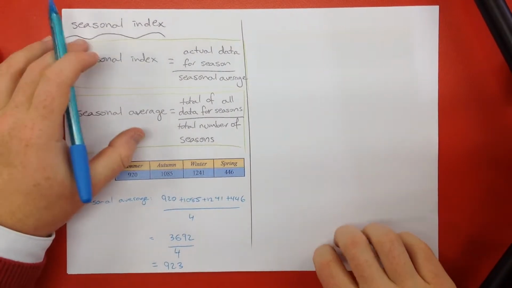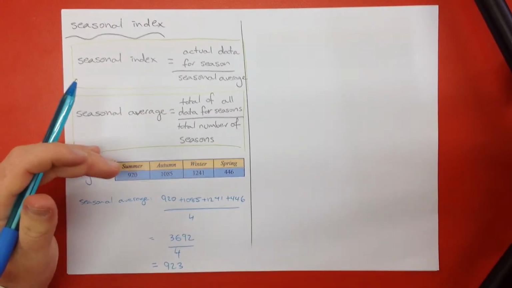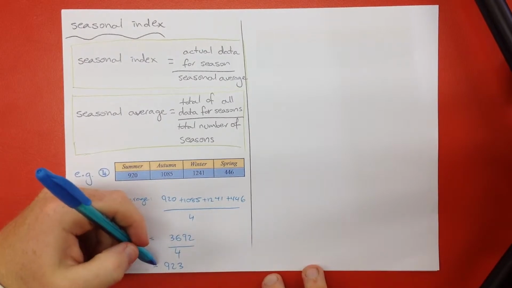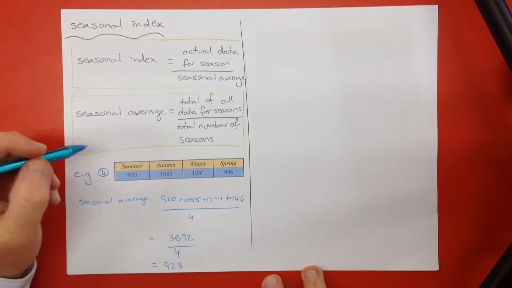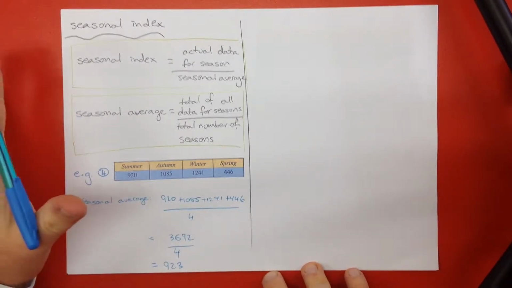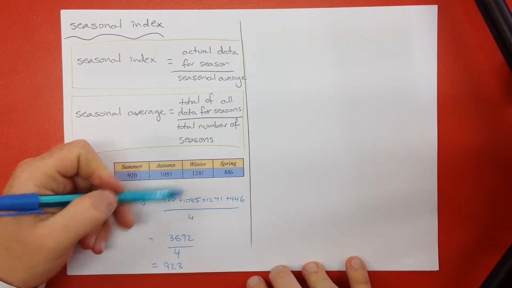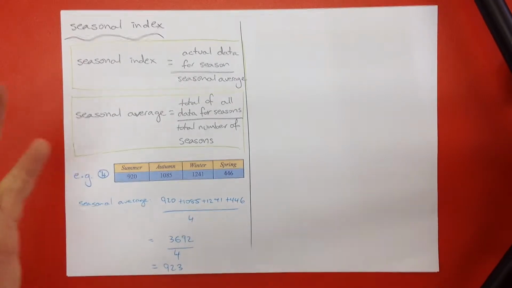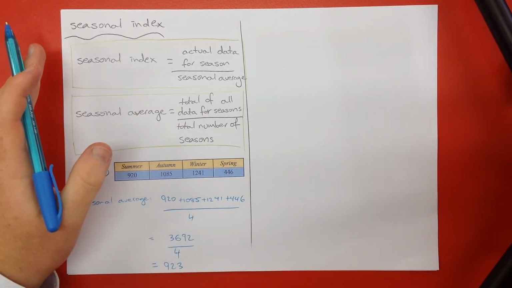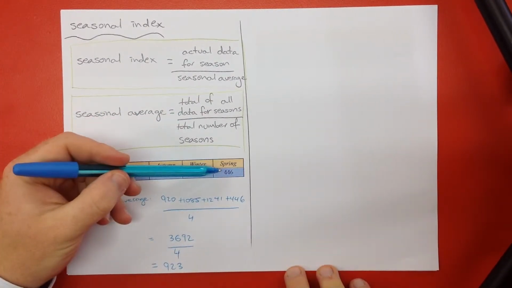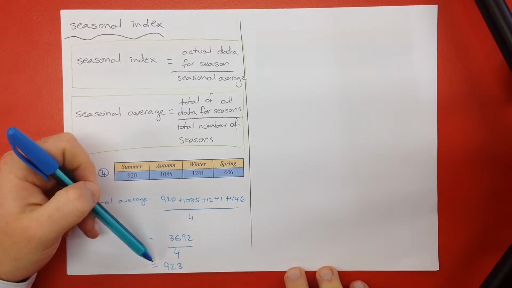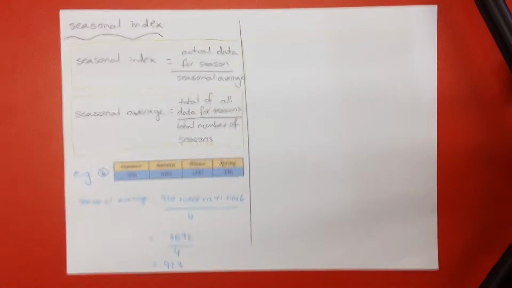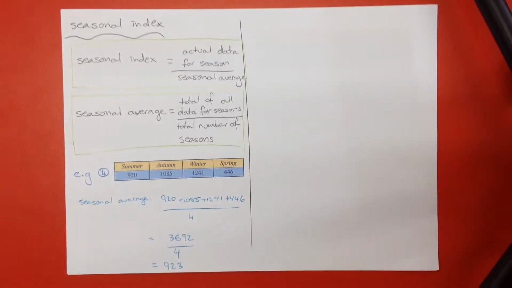Our seasonal index is what we have in comparison to the average. So 920 in comparison to the average is obviously very similar. So we'd be expecting a seasonal index of roughly 1. 1241 is a lot higher than the average. So we'd be expecting a seasonal index above 1, 1.2 or 1.3 or something like that. 446 is way below the seasonal average. So we'd be expecting our seasonal index to be quite low, maybe 0.5, 0.6, 0.4, something like that. We'll see when we get to it.